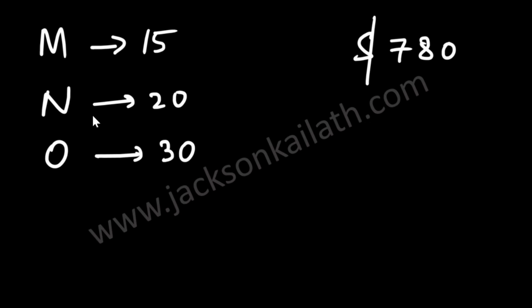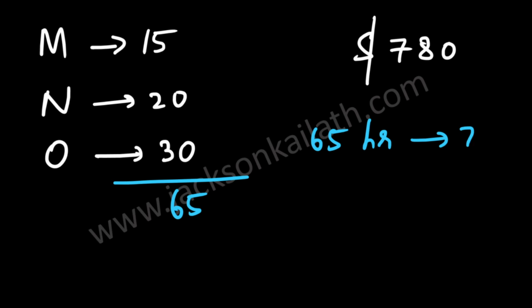In this question, we have 3 people and they were paid a total of $780. Person M worked for 15 hours, person N worked for 20 hours, and it's given in the question that person O worked for 30 hours. So the total number of hours required to complete this particular job was 15 plus 20 plus 30, which is equal to 65 hours. So for 65 hours of work, a total of $780 was paid.